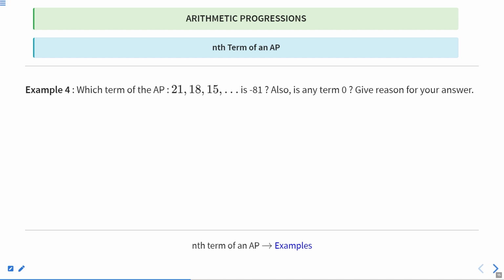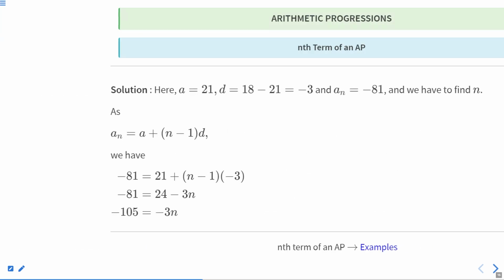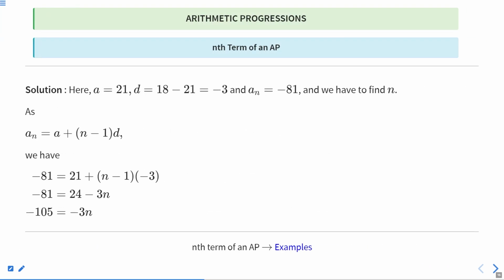Let us solve this example. Here we are given the first term a equal to 21, and the common difference d is the second term minus the first term, that is 18 minus 21, which is equal to minus 3. Here we let the nth term be minus 81, and we have to find the value of n.